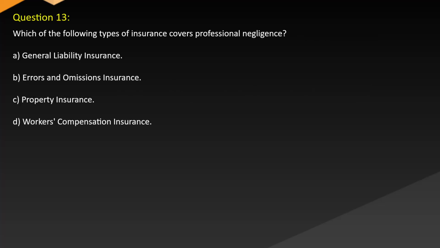Question 13. Which of the following types of insurance covers professional negligence? A. General liability insurance. B. Errors and omissions insurance. C. Property insurance. D. Workers' compensation insurance.